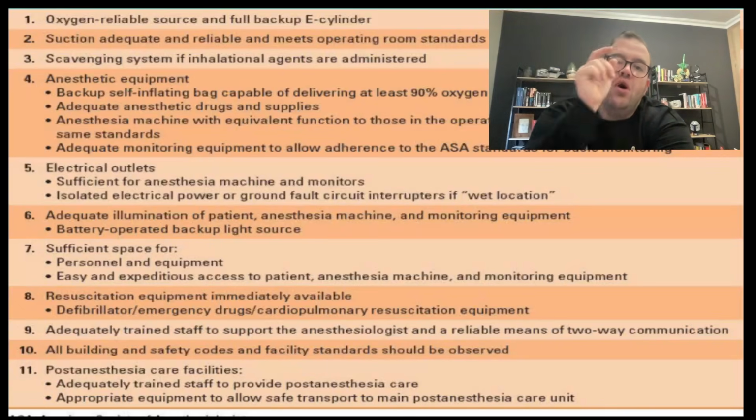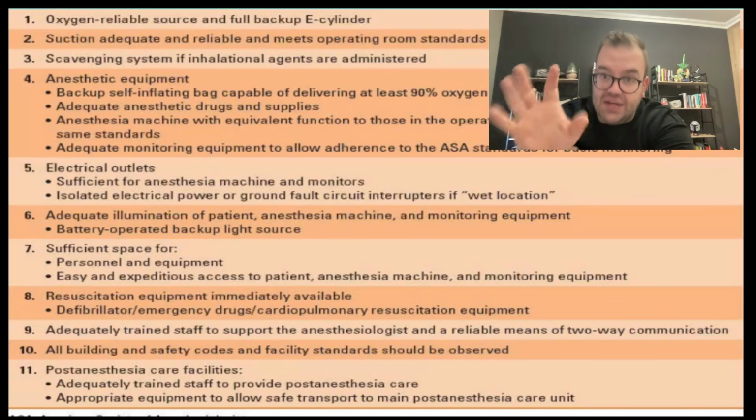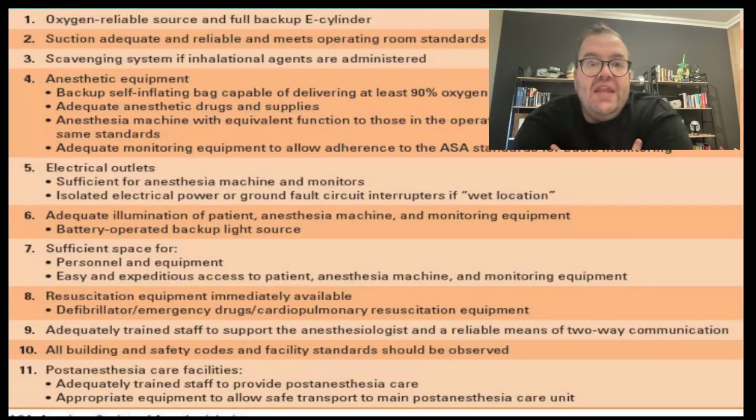This is non-operating room anesthesia. It's anesthesia. Okay, you need enough electrical outlets and they have to be isolated, especially if there is a risk of water or blood on the floor, which there is in a lot of these procedures. You need adequate lighting, okay, and you need a backup light source like a torch or a headlamp or something. You need sufficient space for you, whoever is helping you, your anesthetic nurse and your machine and your trolley. You have to have full resuscitation equipment available, defib, emergency drugs, everything.